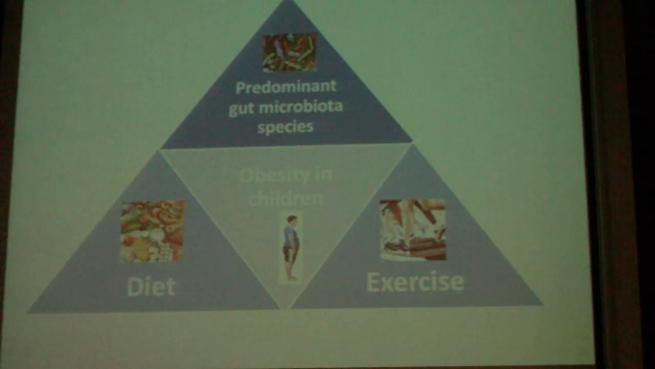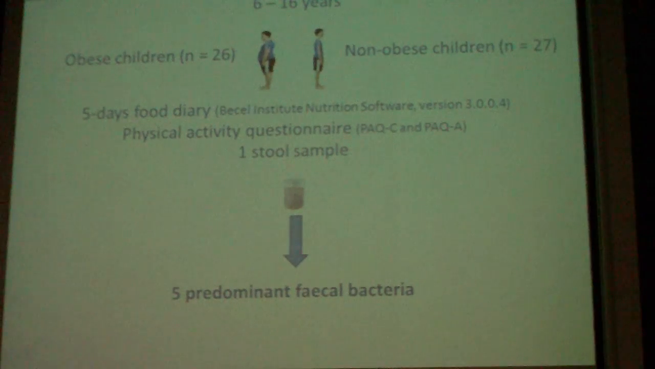So the aim of our study was to see which gut microbiota species were predominant in obese children and compare it between children, and also the effect of diet and physical activity. We wanted to see if there is an effect of diet and physical activity on the gut microbiota, which eventually can contribute to obesity. So we included 26 obese children and 27 non-obese children from 6 to 16 years old. We asked them to fill in a food diary, a physical activity questionnaire, and also to give a stool sample to detect the gut microbiota species in the feces.